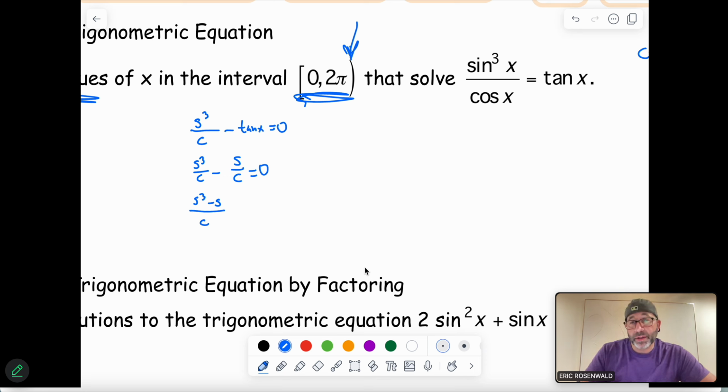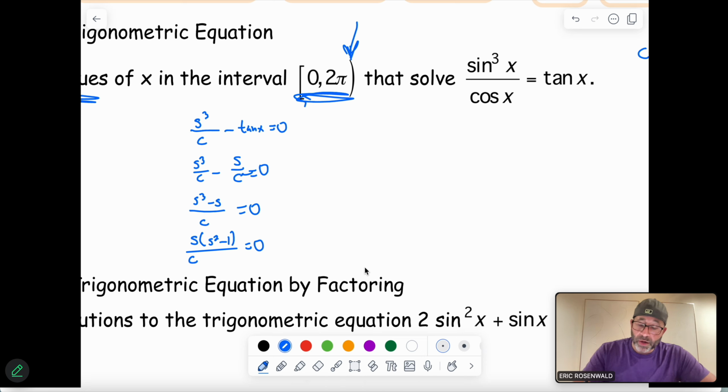And then when we look at this, we have sine cubed minus sine. I could factor one of these sines out, and we're going to be left with sine times sine squared minus 1 over cosine. And we get is equal to 0.